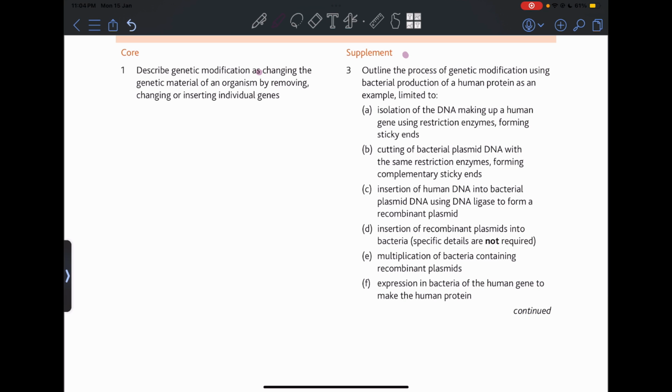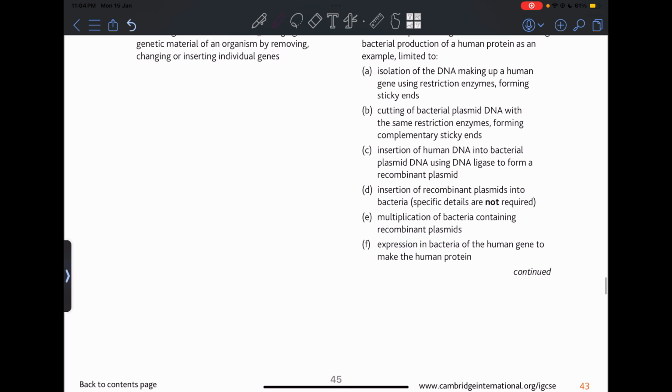Cutting of the bacterial plasmid DNA using the same restriction enzymes, forming complementary sticky ends. So they will cut out DNA from both the human and the bacterial plasmid, and insert the human DNA into the bacterial plasmid using DNA ligase to form a recombinant plasmid. So a recombinant plasmid is like having both the human and the bacterial DNA so that they can produce the protein.